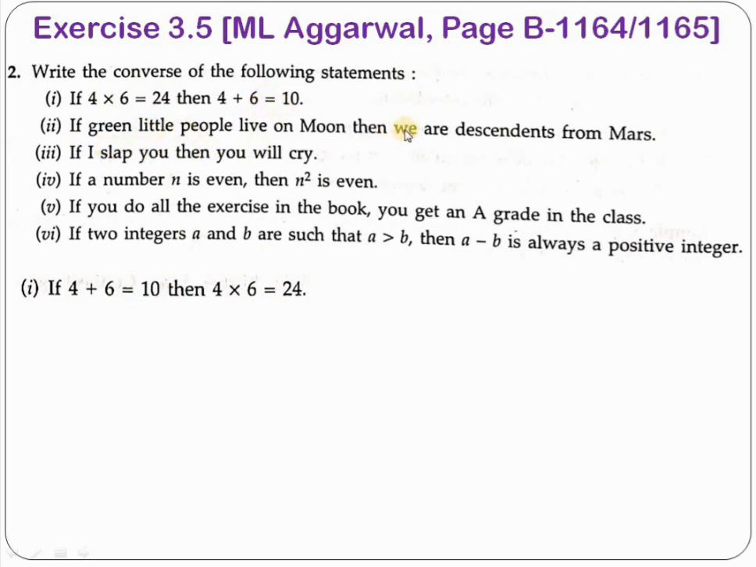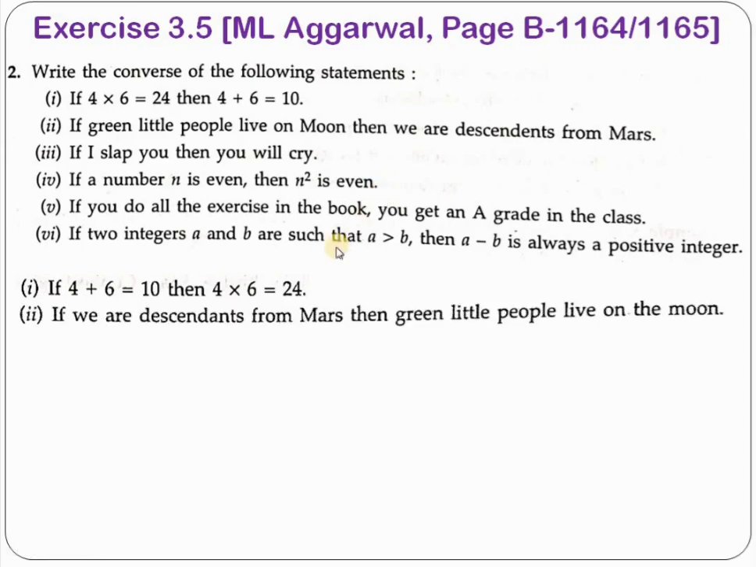Similarly, let us check what is P and Q for the second part. So for the second question, if green little people live on the moon, that means this is my P, then we are descendants from Mars. We are descendants from Mars is Q. So first we need to write Q. So that's why, if we are descendants from Mars, then green little people live on the moon will be my answer.